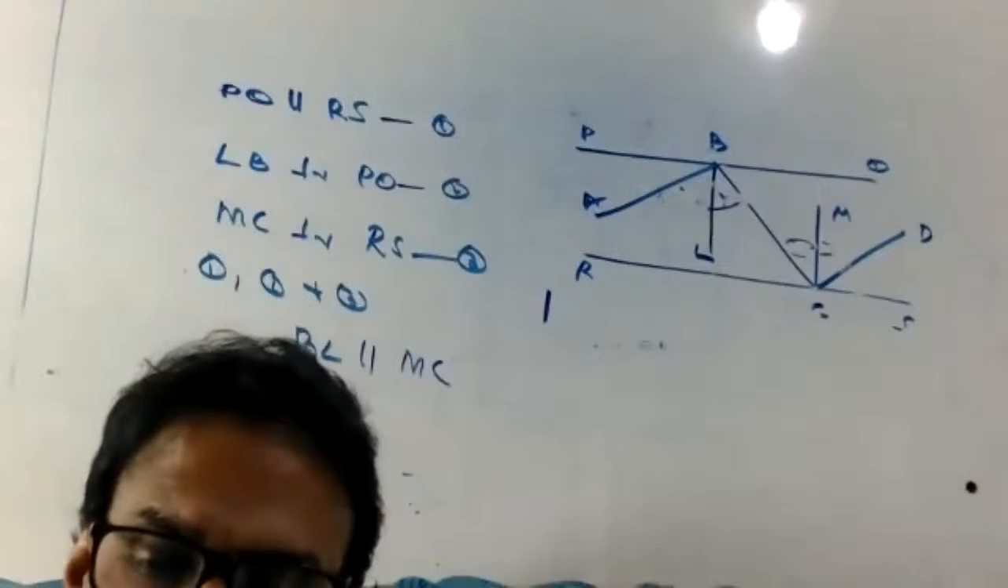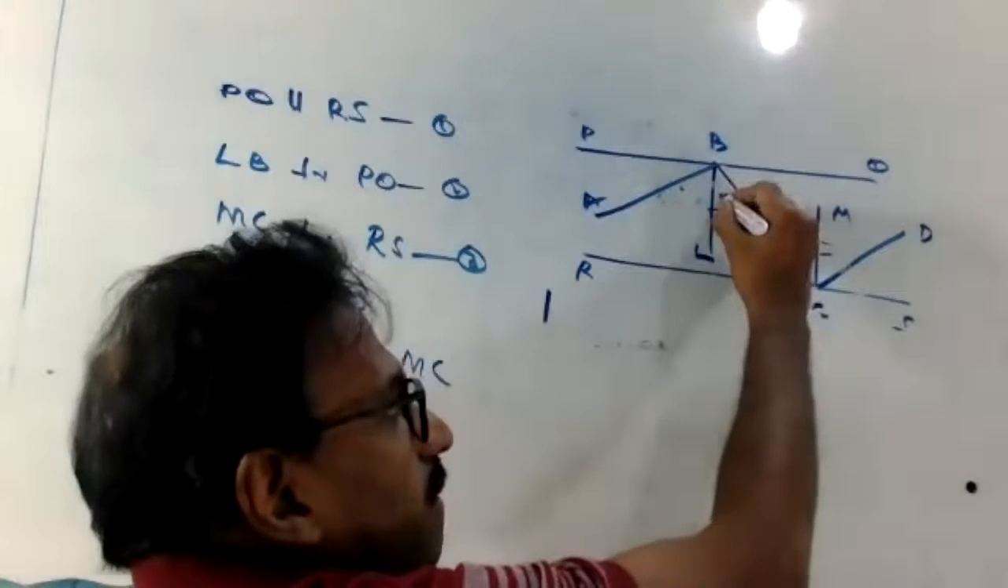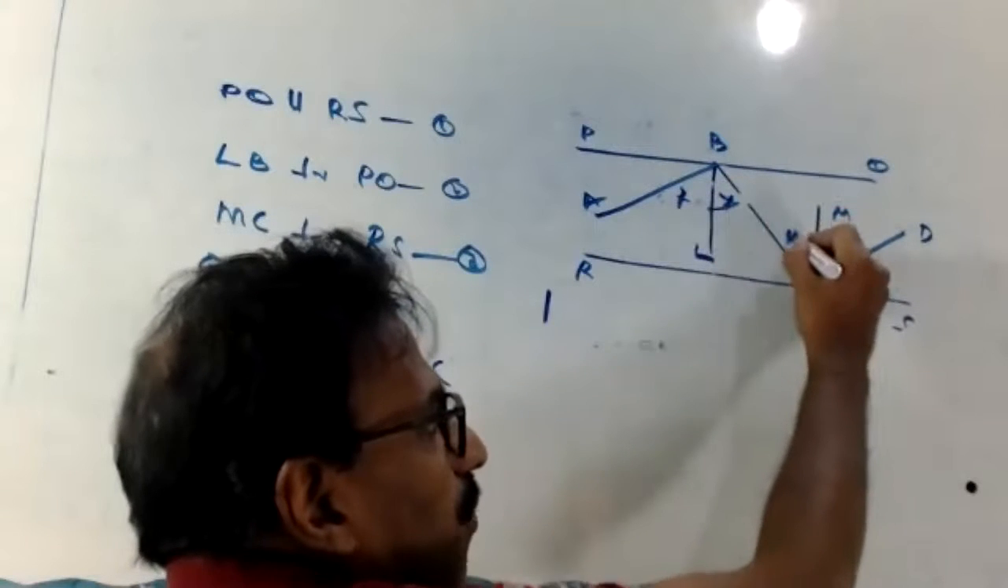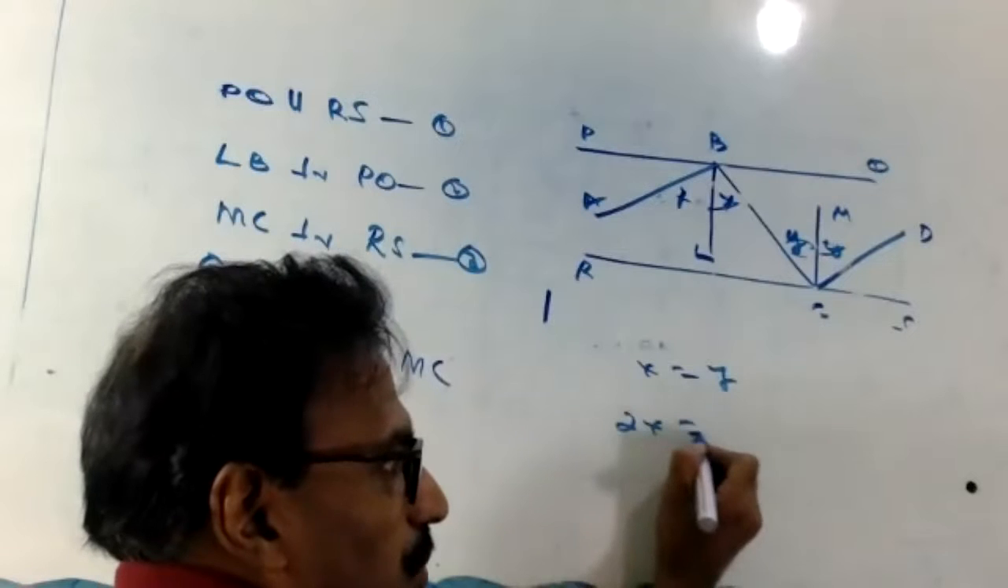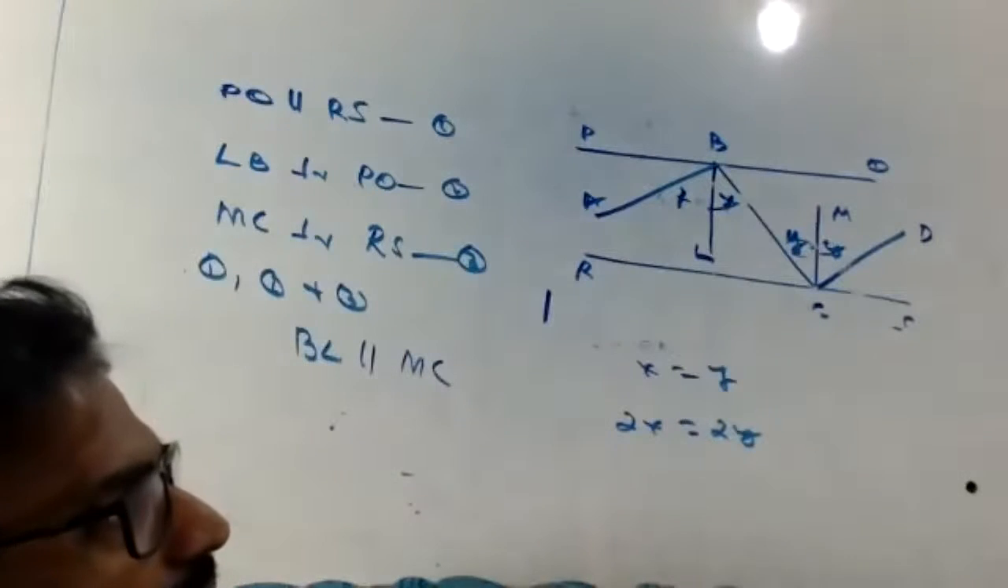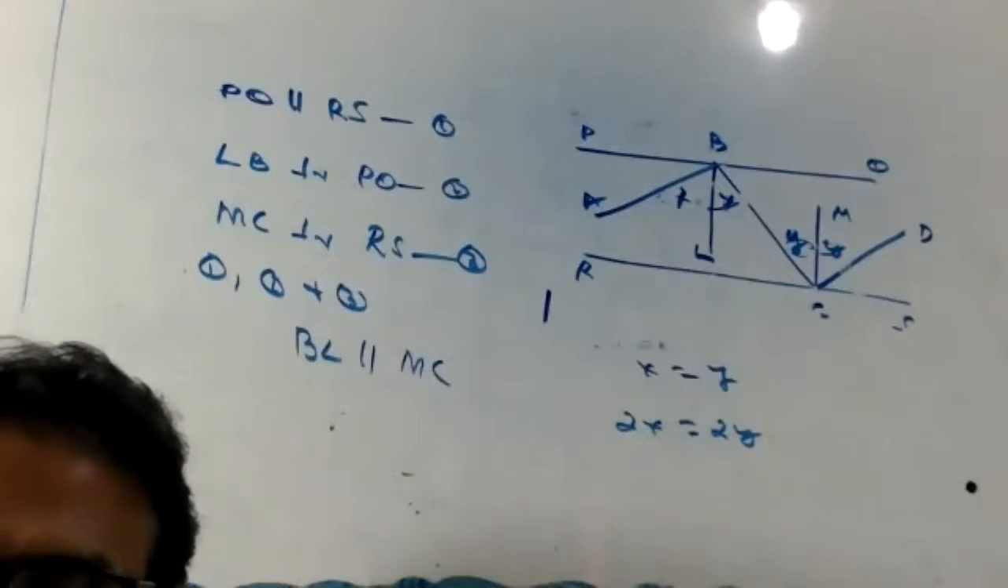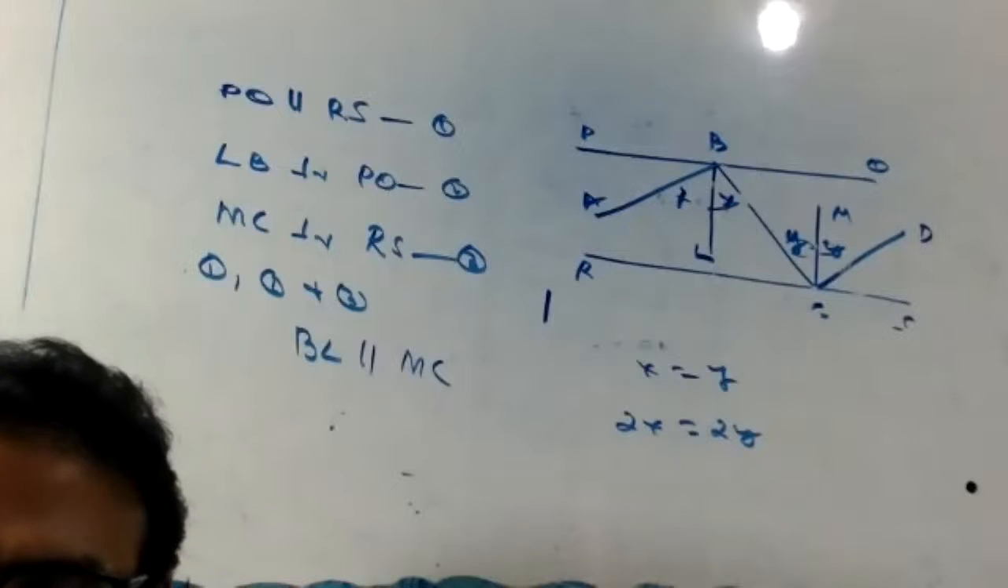But when you write, see here x, this also x. Here y, here y. X equal to y, so 2x equal to 2y. Therefore, what? ABC equal to BCD. That's all. Okay.